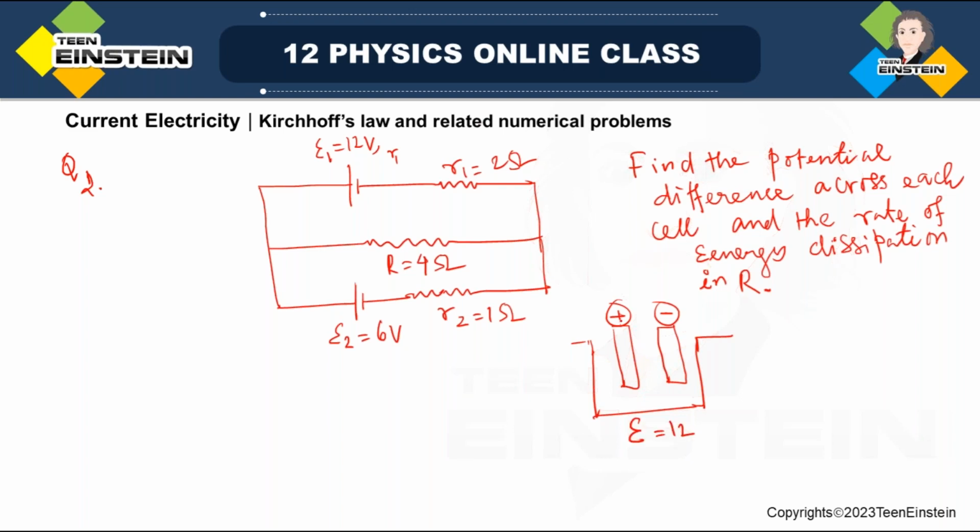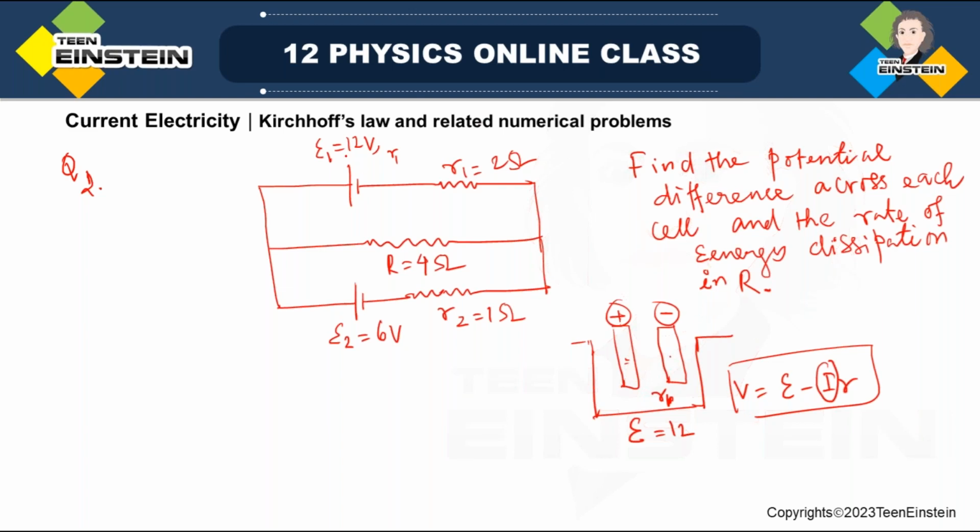That means the EMF is when these are not connected into the circuit. And there are internal resistances, suppose E1 R1. So the potential difference between these electrodes will be V is equal to E minus Ir, if this r is internal resistance. So you have to find out the current through each branch. Then you will be able to find out the potential difference across each cell.